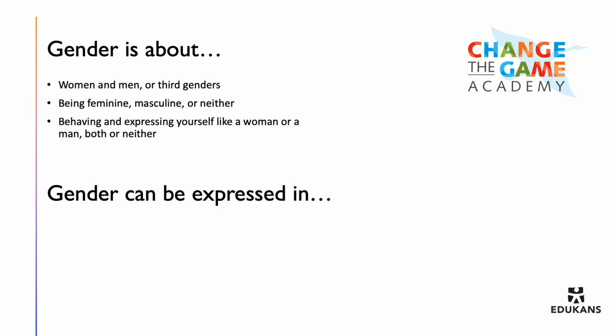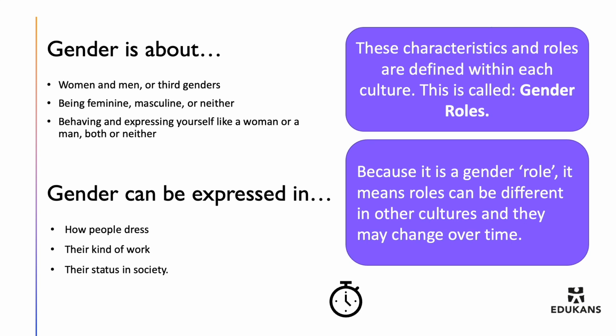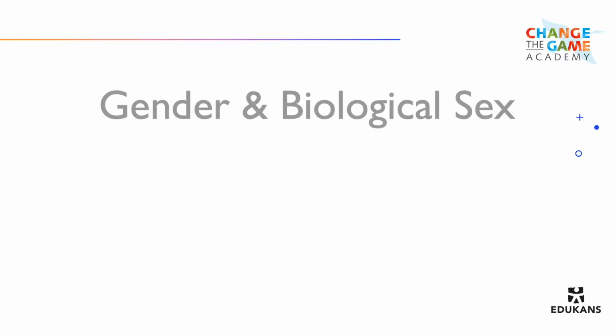Examples of gender traits are how people dress and look, their kind of work, and their status in society. These gender characteristics and roles are defined within each culture, and are called gender roles. Gender roles can change when cultural ideas change, as cultures are dynamic. This means that gender roles can differ from culture to culture, and they may change over time.